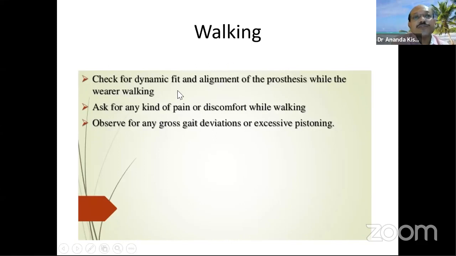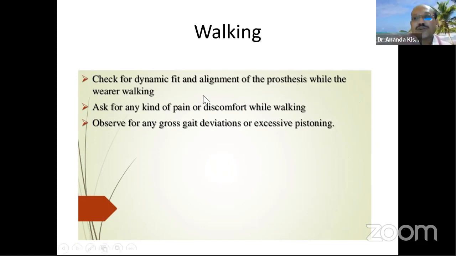And during walking, we have to see the dynamic fit and alignment of the prosthesis. Ask the patient whether the patient is feeling pain, that is antalgic, or any discomfort during walking. And you have to see, obviously, the pistoning.